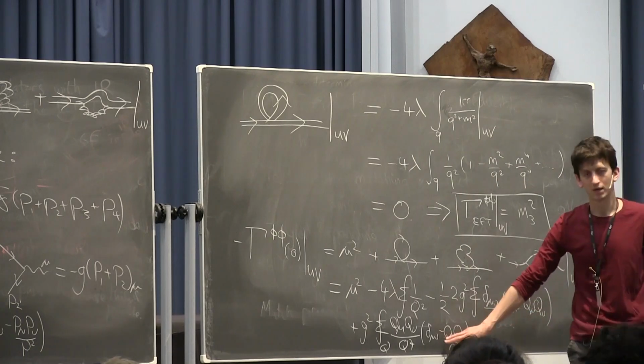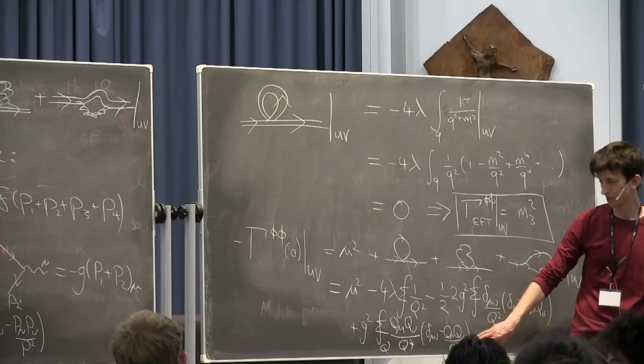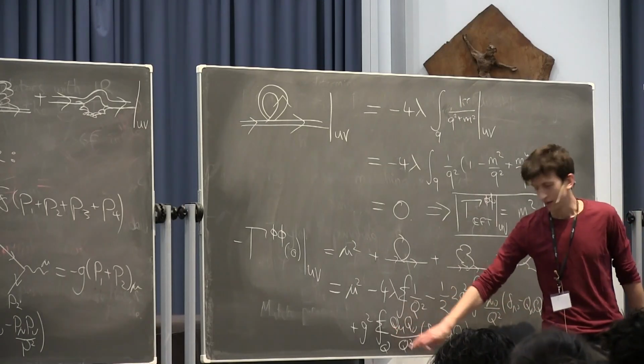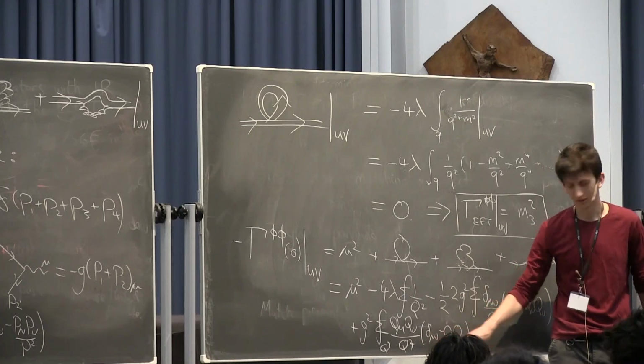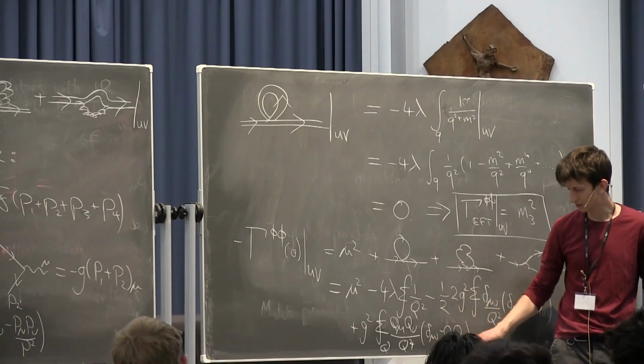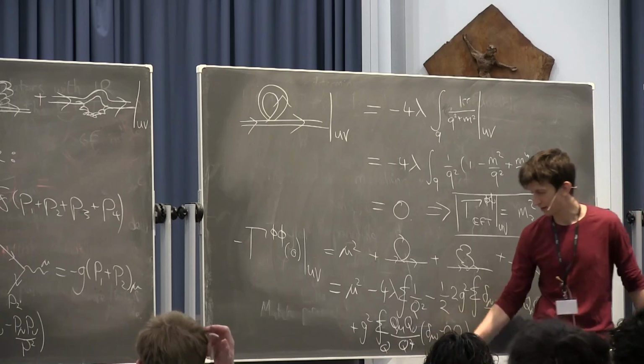So with this diagram, maybe you can spot it's 0. If I contract q mu q nu there, I get q squared. And if I contract q mu q mu there, I get q to the 4 on q squared. So this diagram gives 0.